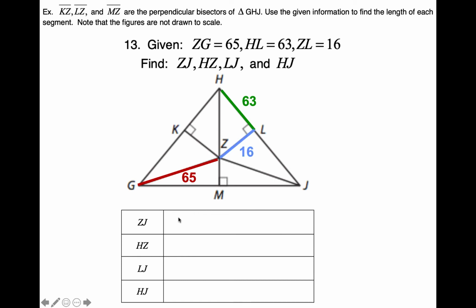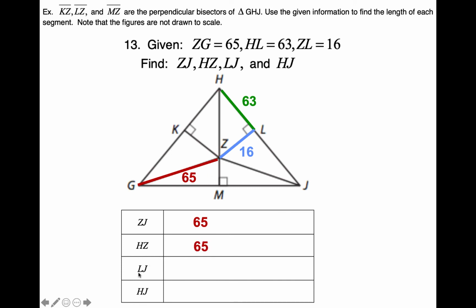So we're going to find ZJ. So starting from Z and going to J. Notice that's going from the circumcenter to the vertex. So that's going to also be the same length as this one over here. So that should be 65. Now to find from H to Z. Notice it's going from the vertex to the circumcenter. So that will also be 65.